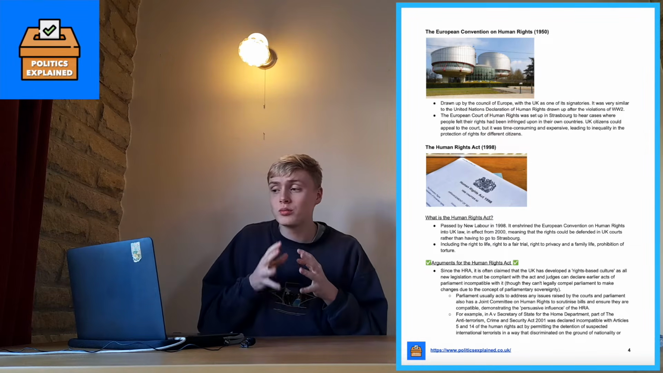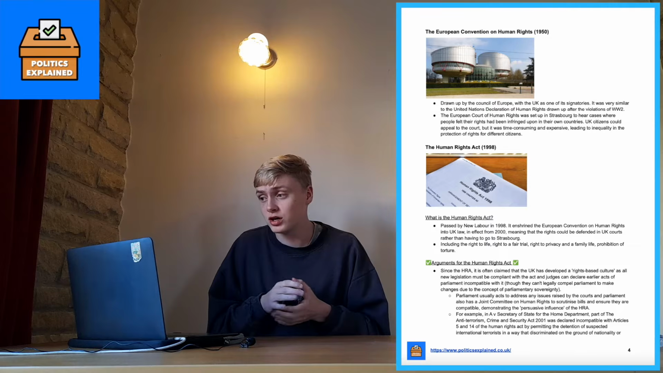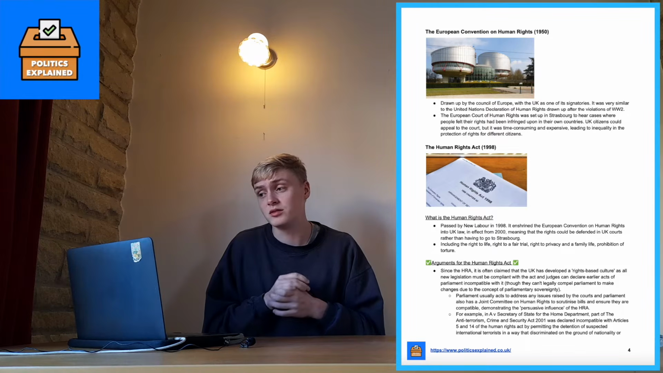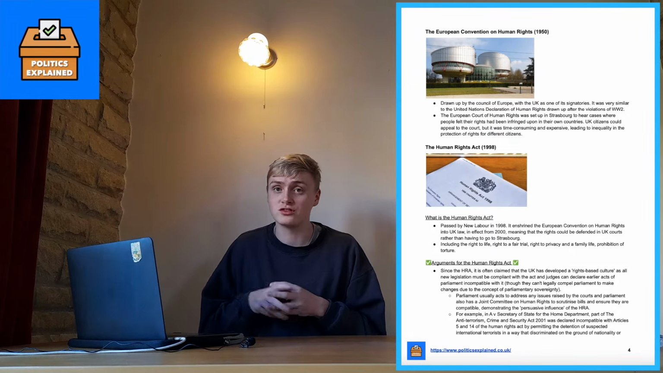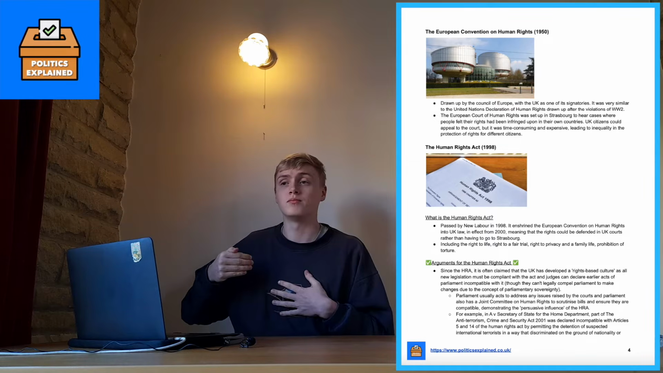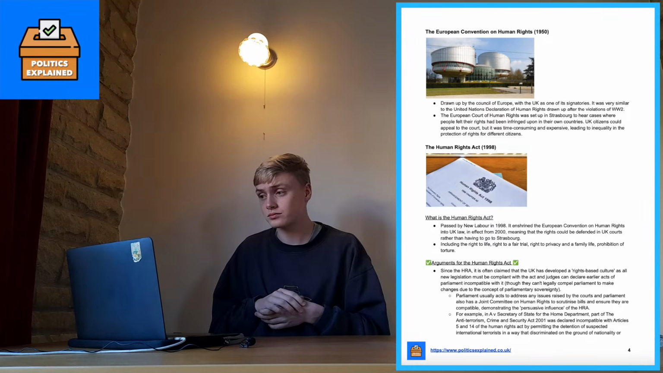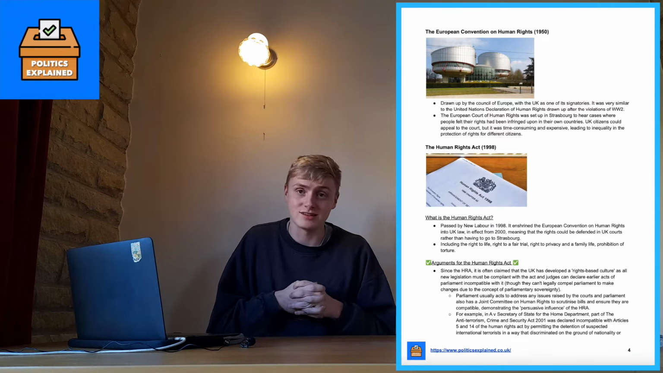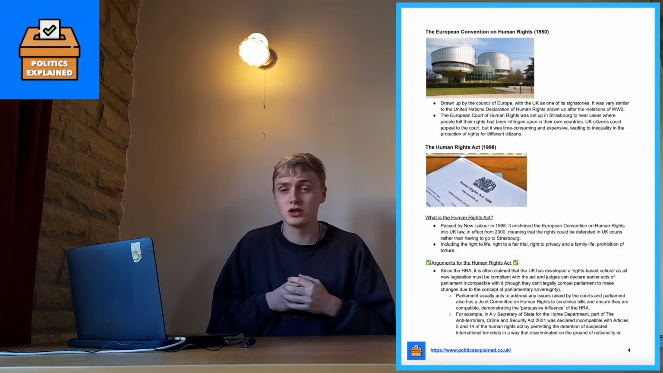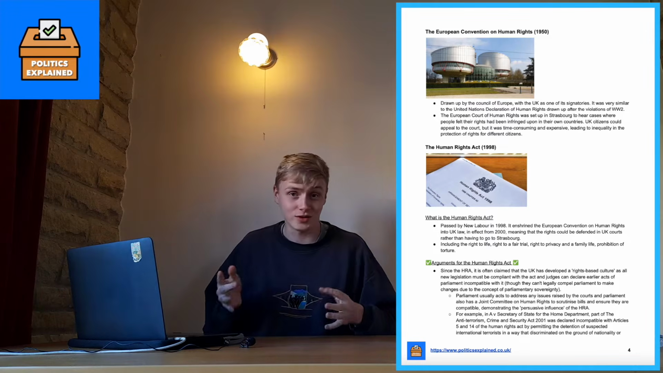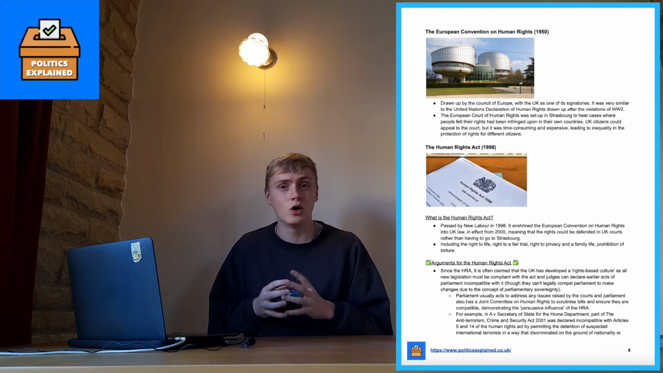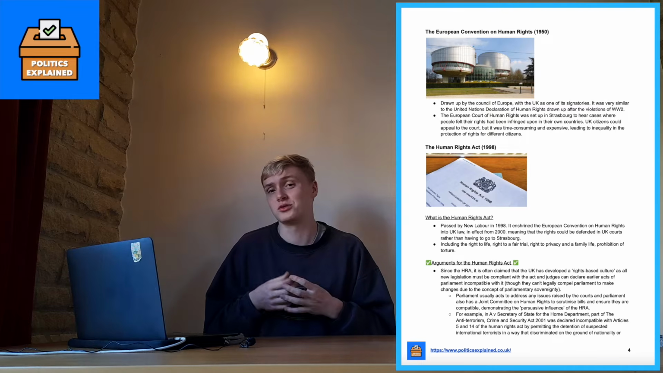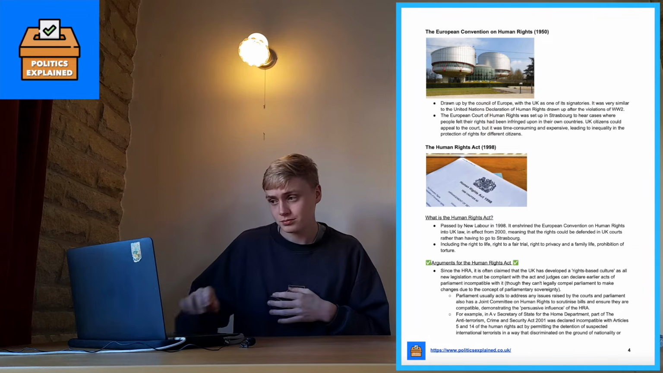Effectively, the European Court of Human Rights was set up in Strasbourg to hear cases where people felt their rights had been infringed upon in their own country. So UK citizens could go to that court, appeal to that court, but it was really time-consuming and expensive, because obviously it's in Strasbourg, so you effectively had to be rich in order for those rights to be very well protected, or you needed the backing of a civil society organisation like a pressure group.